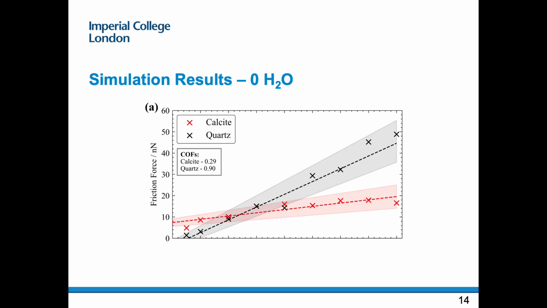For the dry case, the schematic we can see here, the trend was reversed, and the friction coefficient was higher for diamond on quartz than for diamond on calcite. Just to re-emphasize the point, we use calcite to represent limestone and quartz to represent granite.